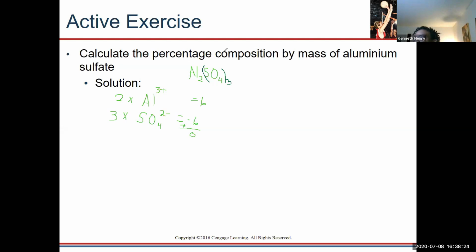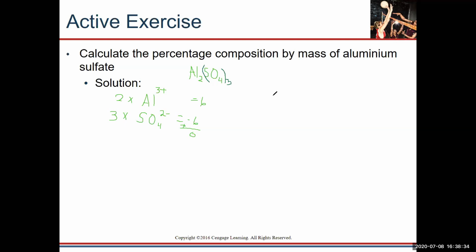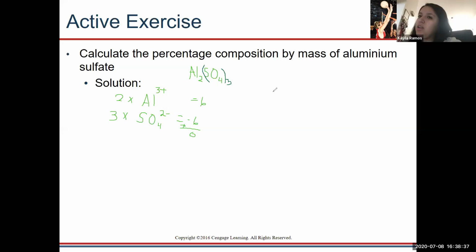Okay, so let's go ahead and add on to this, right? It says calculate the percent composition by mass. So how many different elements are we working with? Three. So tell me the elements. Aluminum, sulfur, and oxygen.